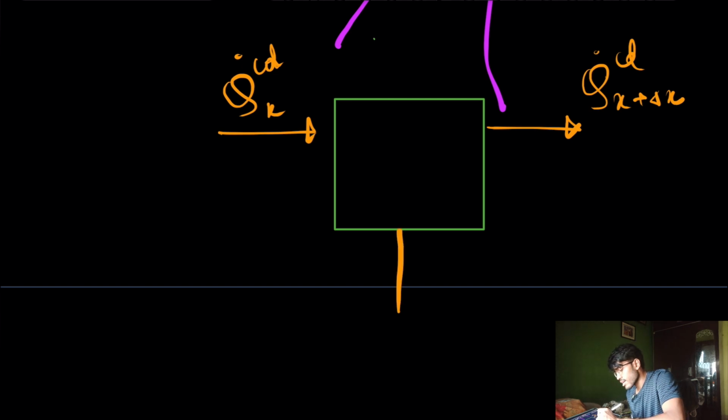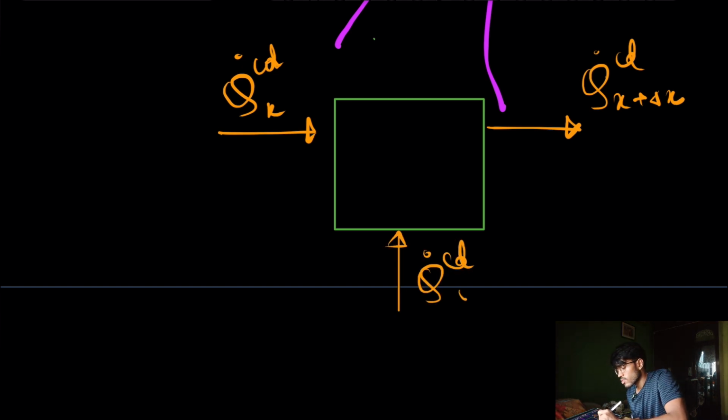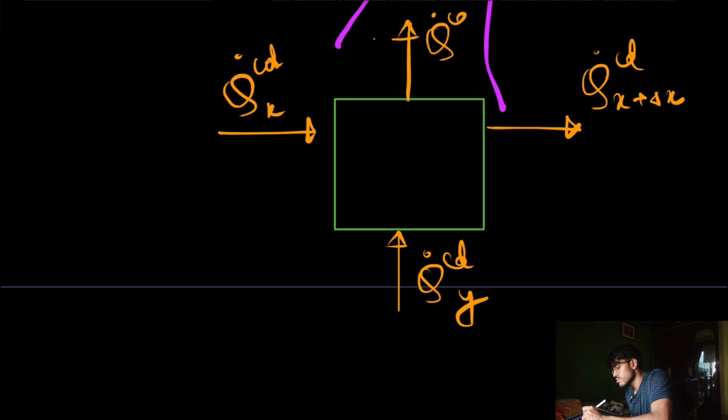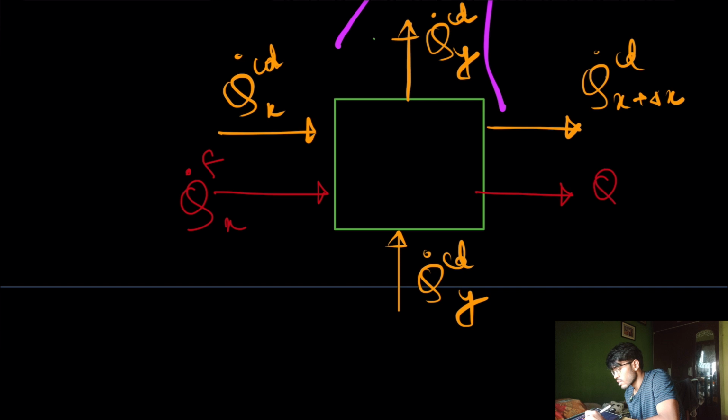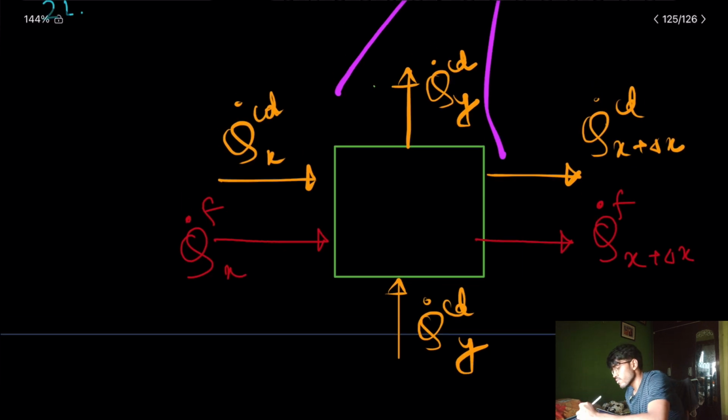Again, in this direction also there will be heat flow. So this was the only difference from the previous problem. Similarly, I will have the q flow here, q dot flow at y, q dot flow at y plus delta y.